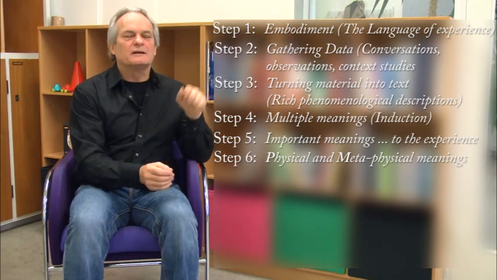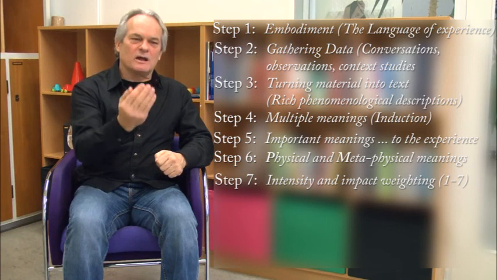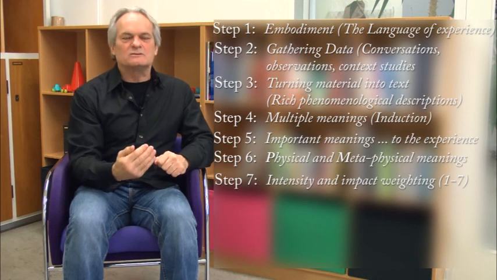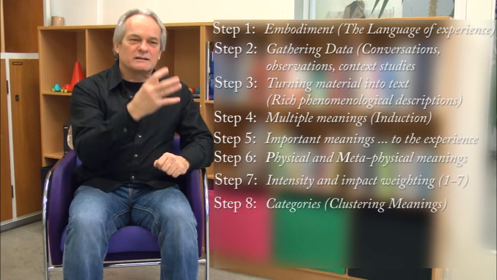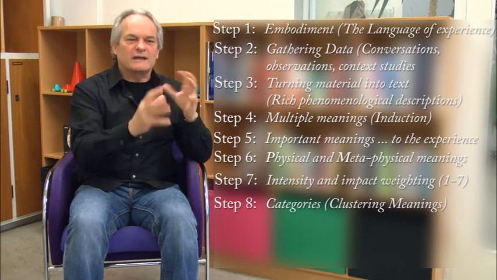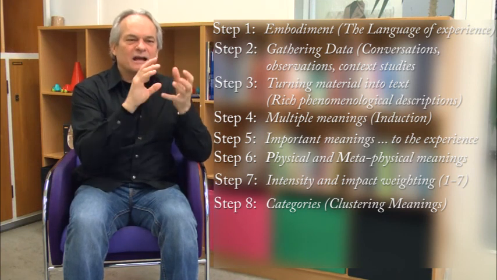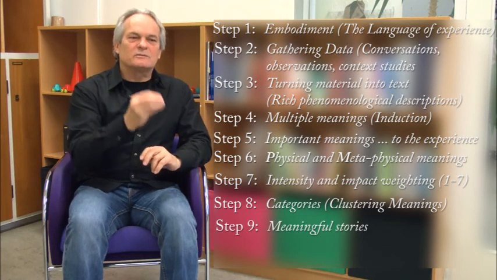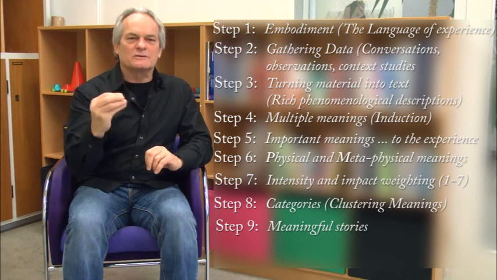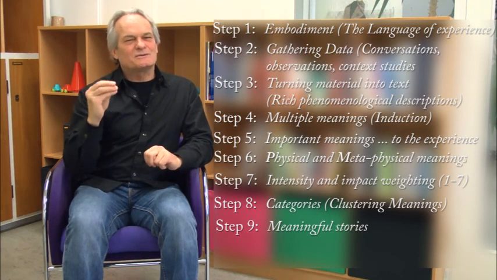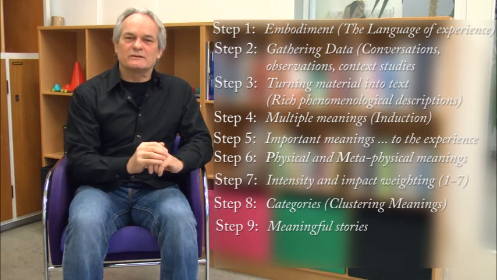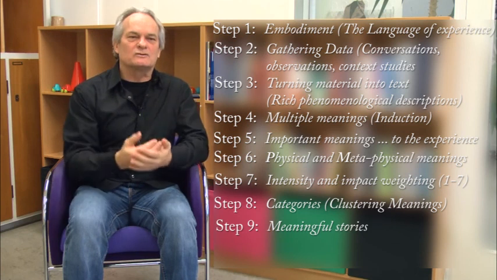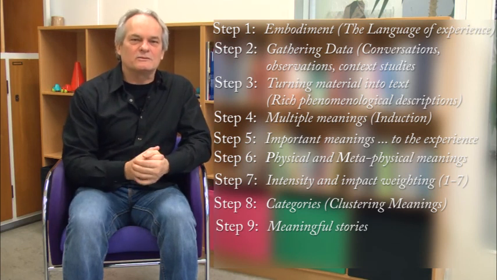We separate them out. Step seven, we then can begin to apply an intensity rating to those so we can understand the most intense physical and metaphysical components. Step eight, we are then categorizing. We start to bring things together into categories that enable us to start to see clumps of information of physical intensity and so forth. And then in step nine, we begin to take those categories and develop stories around them so that we can communicate those to others, so we can start to do something powerful with them. We understand the meaning, we have the insight, and we have the tools with which to do something with that. I hope you can find this useful.